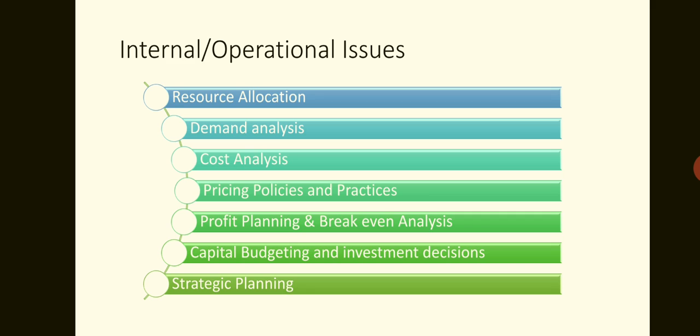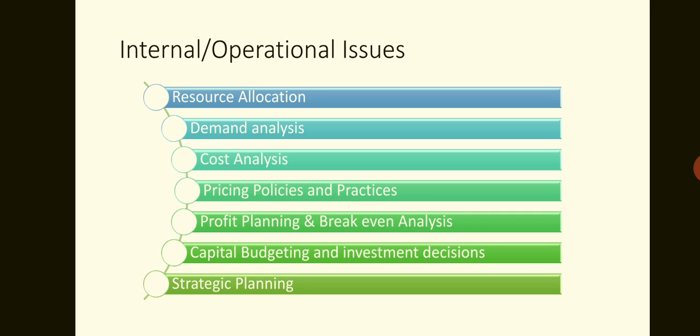Then profit planning and break even analysis: at what point our profit is started, or at what point it is in break even. Of course, profit is the main goal of the business, so break even analysis and profit analysis is very much needed in business. Then capital budgeting and investment decisions, we are making investments in plants, machineries, in real estates, like in land or in business buildings. So how they are making returns to it.